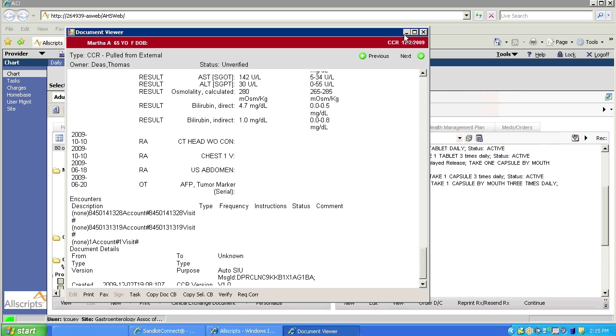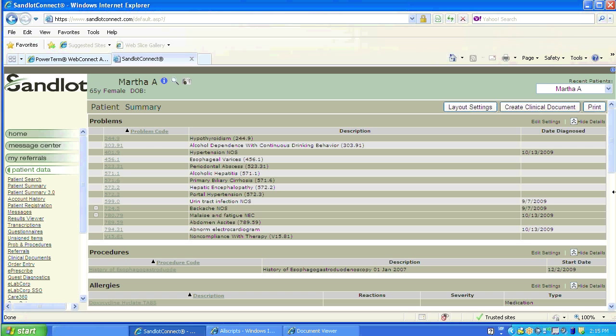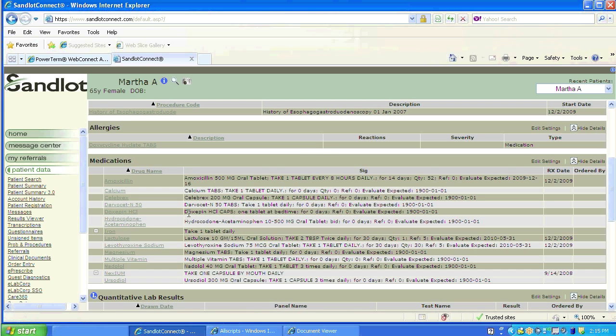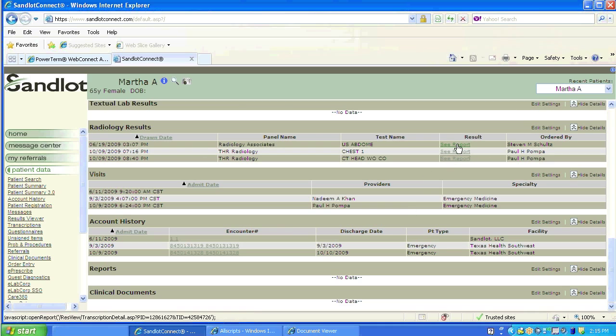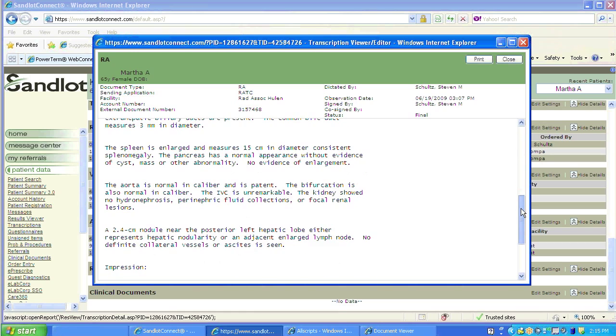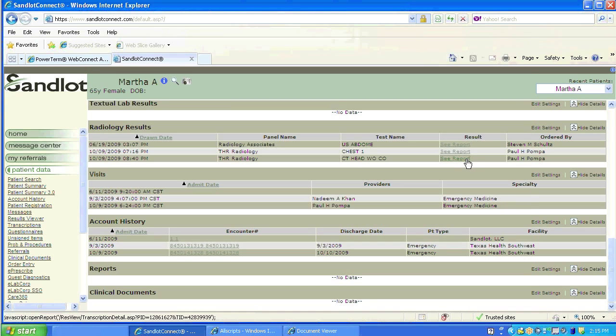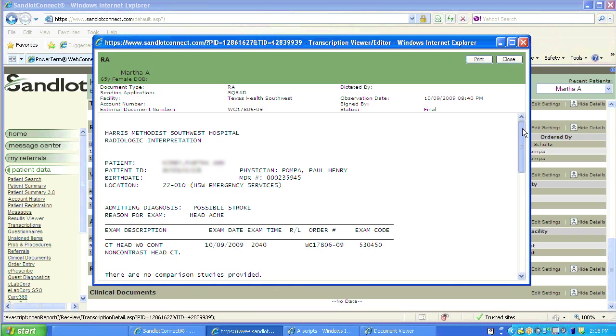For additional information, including the full text of the X-ray reports, I accessed the SandlotConnect portal. This physician portal is available through a secure internet site to physicians who do not use an EMR or who are away from their office EMR. Here on the portal, I can also see her diagnoses and the list of medications and a full report of Martha's X-ray studies. Here is the abdominal ultrasound showing evidence of cirrhosis, but no sign of other critical issues. In addition, her head CT scan is normal, revealing no structural reason for her confusion, like a stroke or mass.